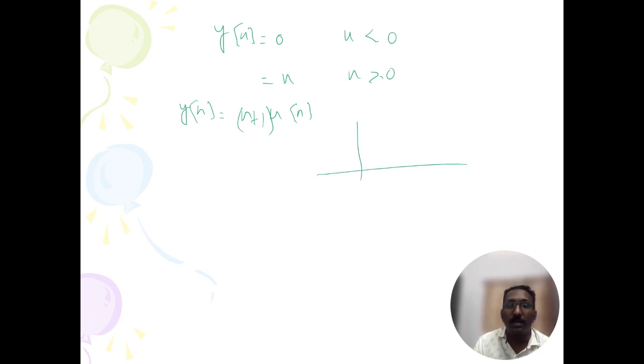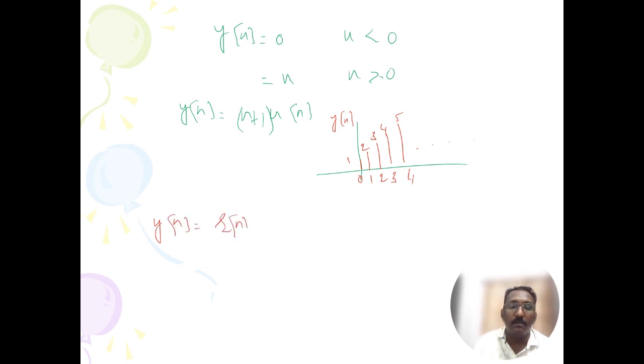The final output that you will get is the ramp function. At n equal to 0, its value is 1, then 2, 3, 4, 5. So 0, 1, 2, 3, 4, and so on. This is your final output y of n. So y of n can be written as r of n, or we can say that (n plus 1) into u of n.